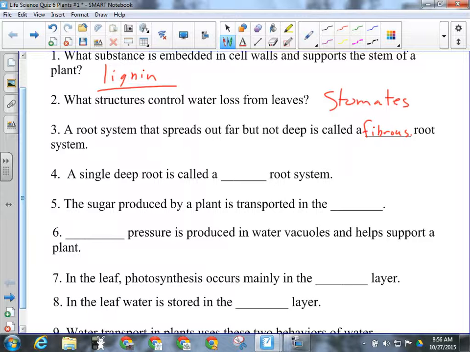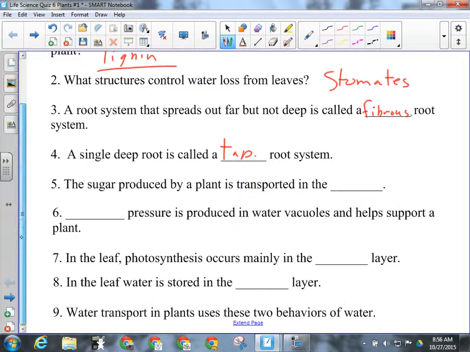All right, a single deep root is a taproot. Okay, the sugar produced by a plant is transported in the phloem. Okay, number 6, blank pressure is produced in water vacuoles and helps support a plant. Turgor.